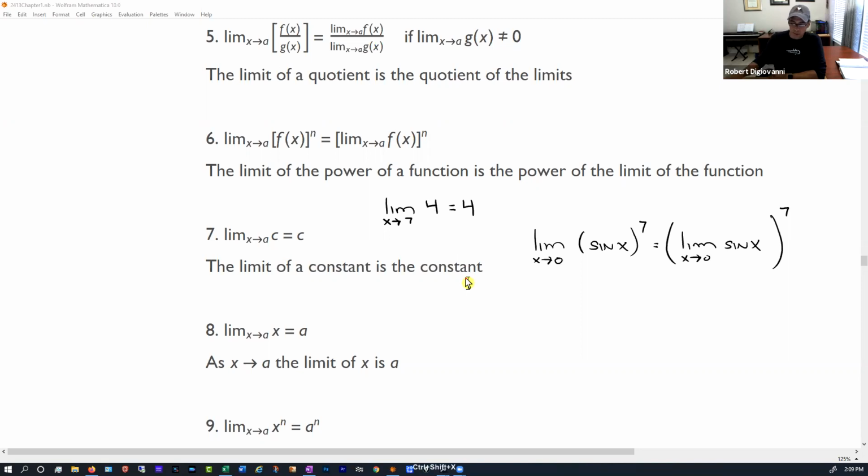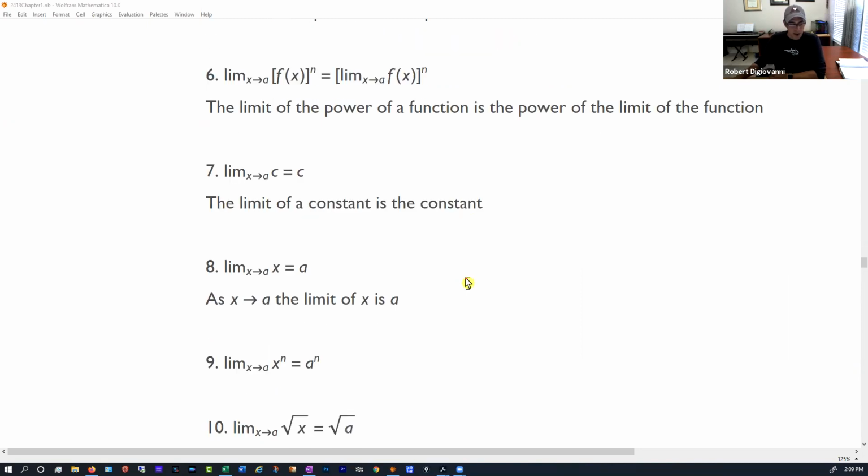All right, the next one, 8, is very important. It's kind of so easy, it's confusing. It says, look, if you let x approach a, then x is going to approach a. So let me see. If I take the limit as x approaches 7 of x, the answer should be 7, right?